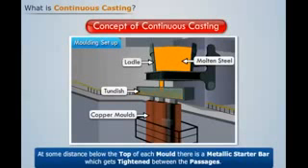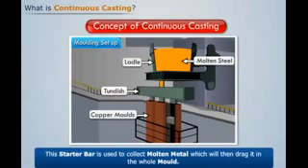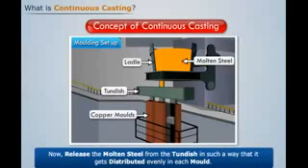At some distance below the top of each mold, there is a metallic starter bar which gets tightened between the passages. This starter bar is used to collect molten metal, which will then drag it in the whole mold. Now release the molten steel from the tundish in such a way that it gets distributed evenly in each mold.